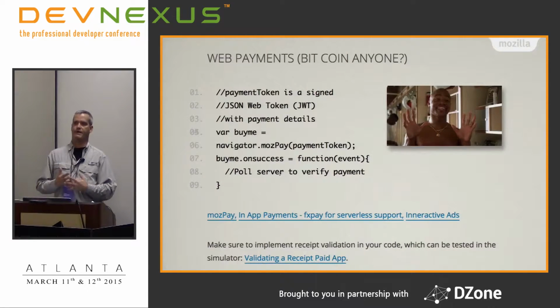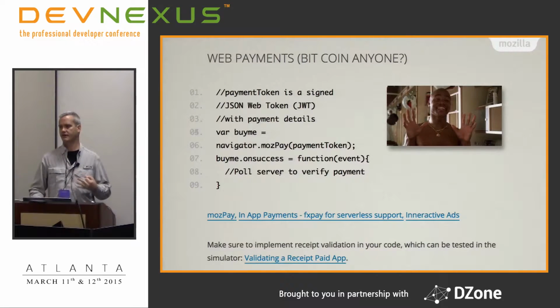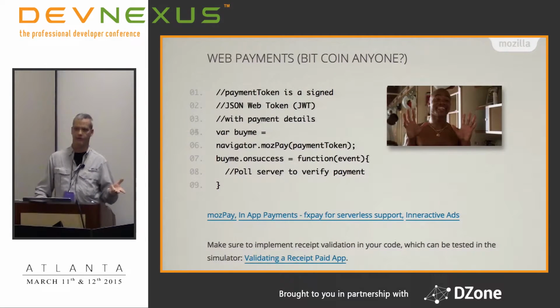Okay, web payments. Currently the Firefox Marketplace and Firefox OS really support 3 methods for making money if you're developing apps for the device itself. One is you can sell your apps to the marketplace. You can also do in-app payments, and then you can also use interactive ads and things like that.